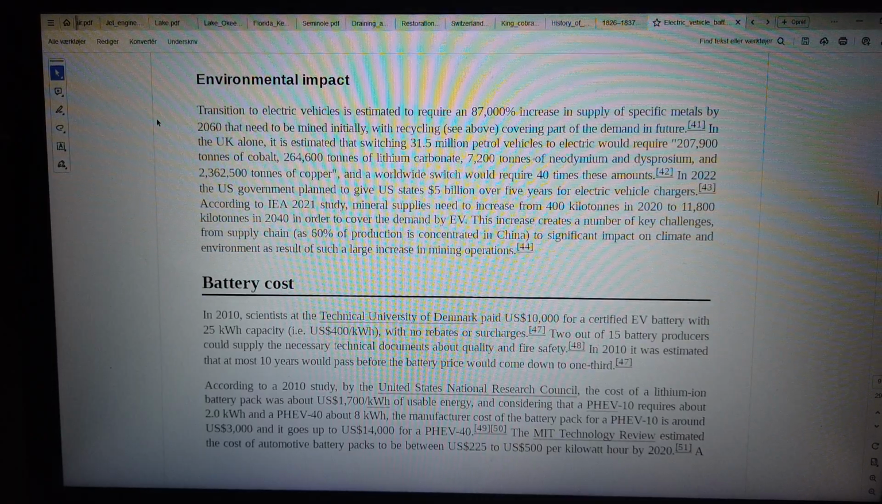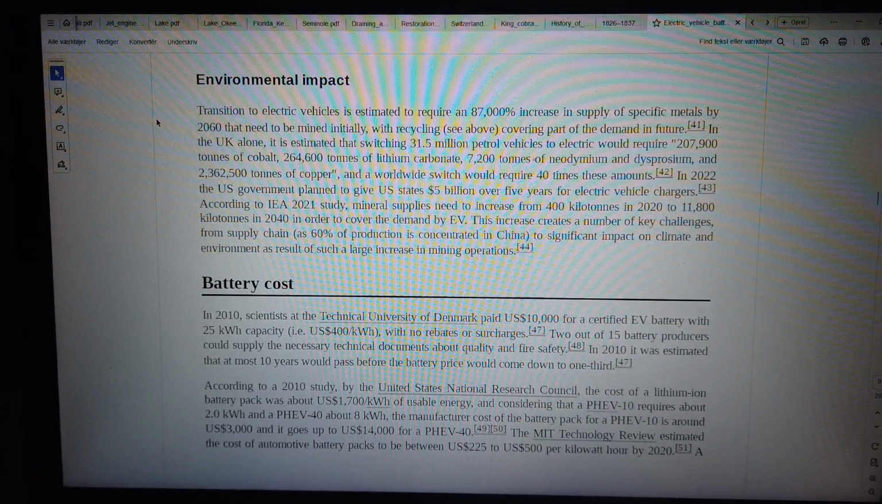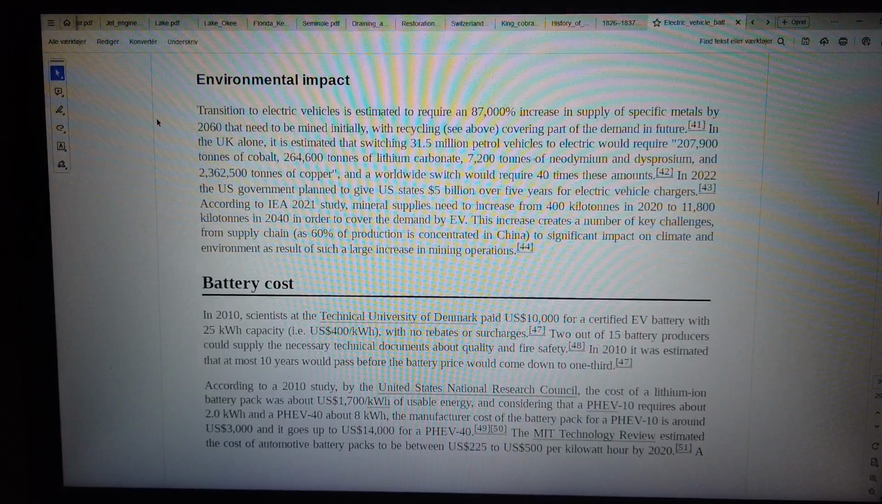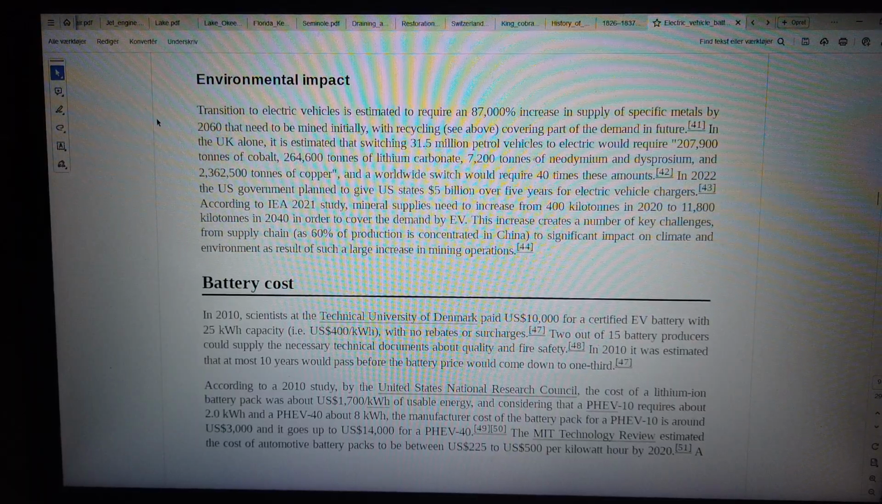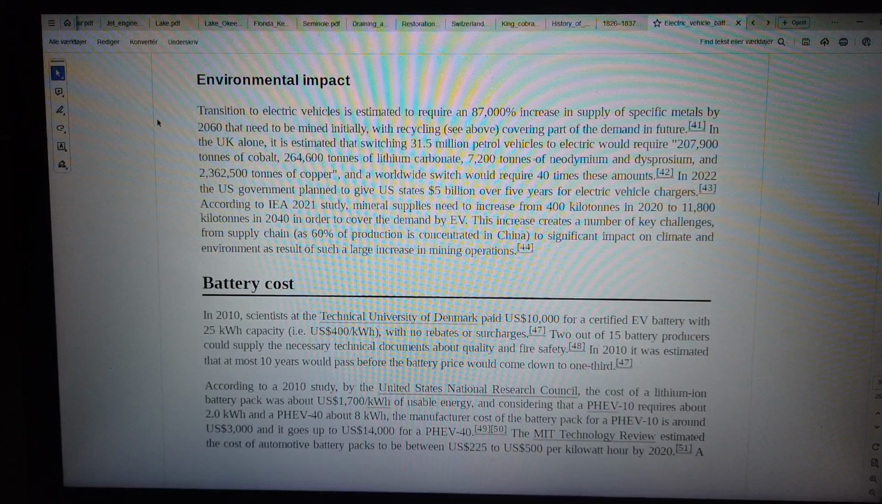44. Battery cost. In 2010, scientists at the Technical University of Denmark paid $10,000 for a certified EV battery with 25 kWh capacity, i.e.